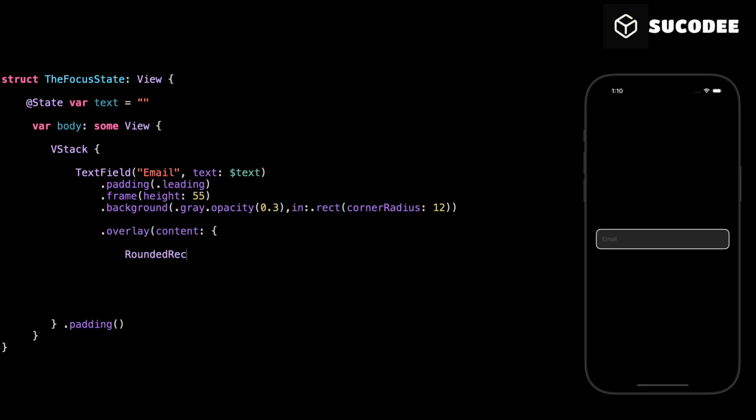Let's add a border using overlay and rounded rectangle. Right now, it's just a line. We'll make it react to the user's focus in the next step. And here's the goal. When the user taps the field, we want the border to light up automatically.